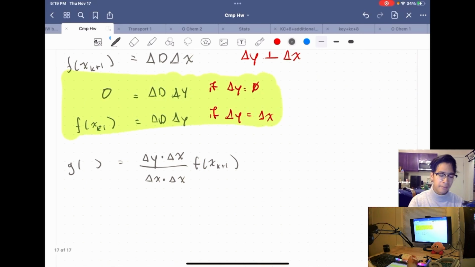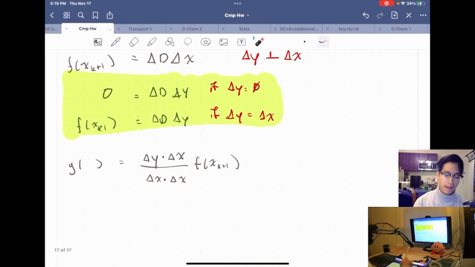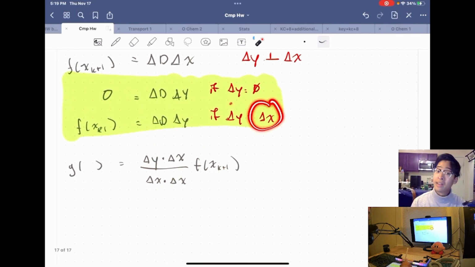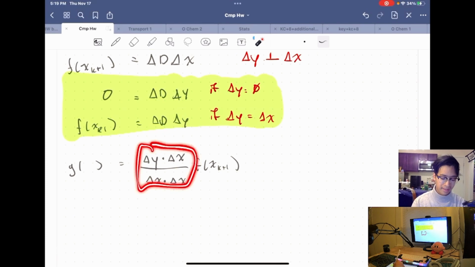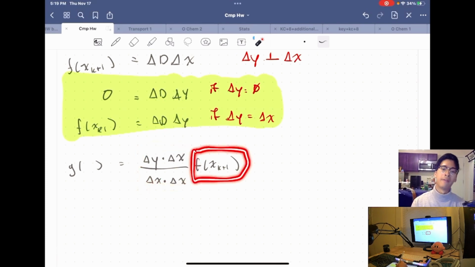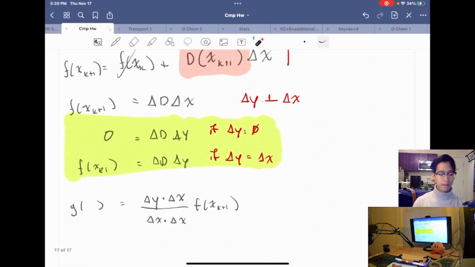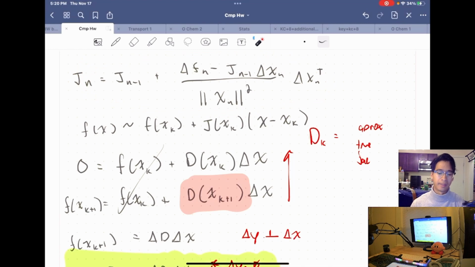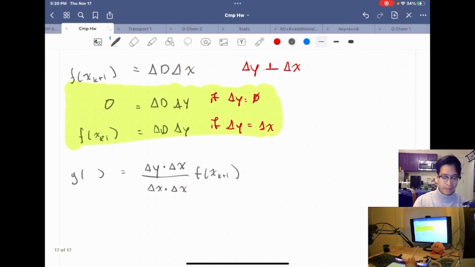This is a wonderful mathematical expression. Why? Because if delta y were to be 0, then this whole thing goes to 0. Makes sense. If delta y were to be delta x, then this equals 1, and we have f of x k plus 1. Wonderful. But this isn't quite matching Broyden's method yet, so we're going to have to manipulate our equation a bit.